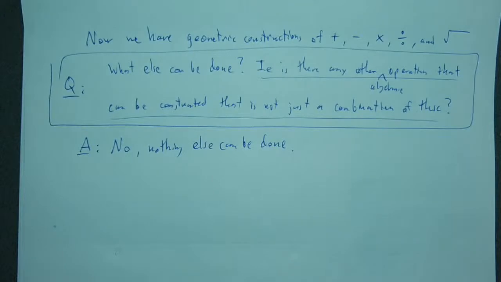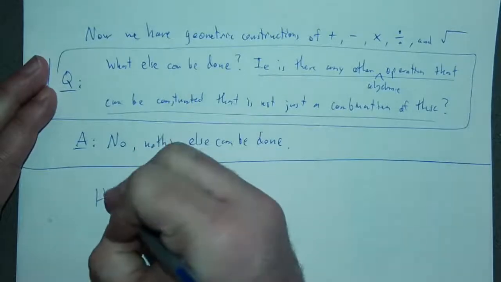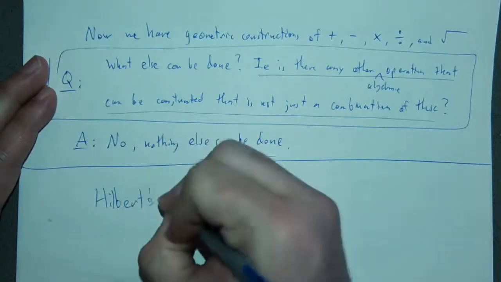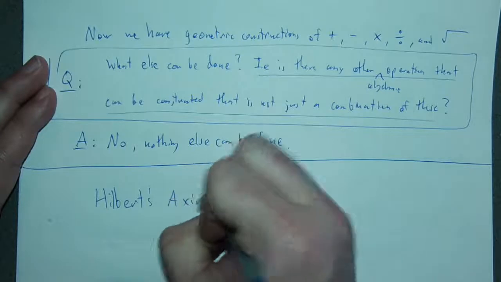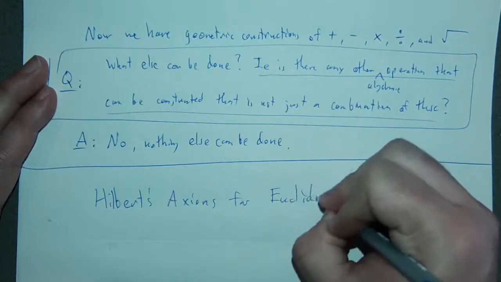We're not going to use this list of axioms I'm about to go over too much here. This is just an idea of what can be done with Euclid's axioms. So as I mentioned, what I want to talk about now for a second are Hilbert's axioms. So, Hilbert's axioms for Euclidean geometry.